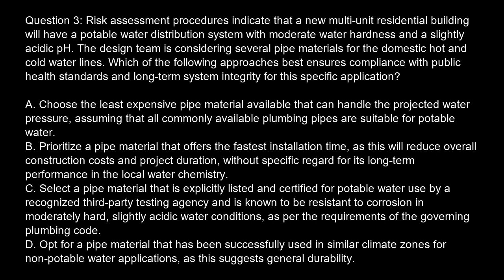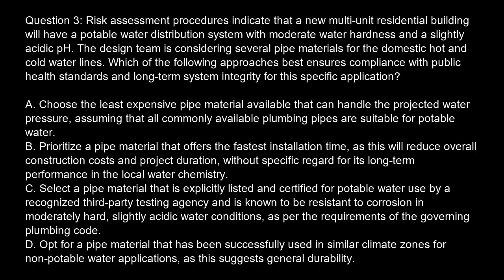Option A. Choose the least expensive pipe material available that can handle the projected water pressure, assuming that all commonly available plumbing pipes are suitable for potable water. Option B. Prioritize a pipe material that offers the fastest installation time, as this will reduce overall construction costs and project duration, without specific regard for its long-term performance in the local water chemistry.